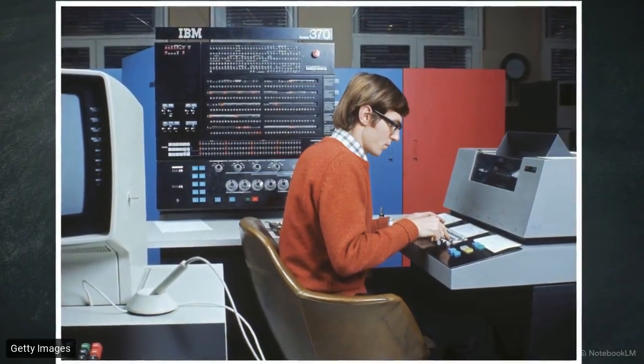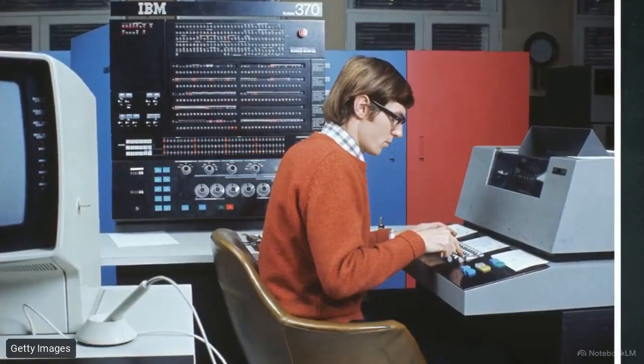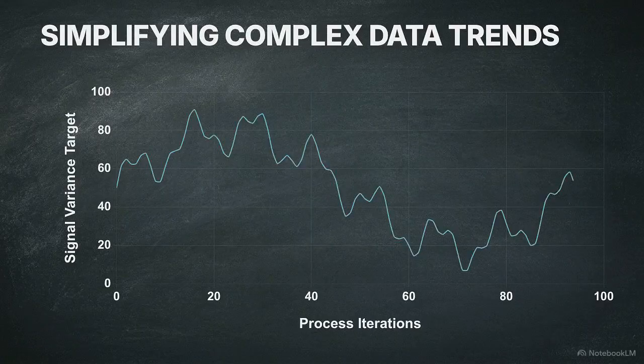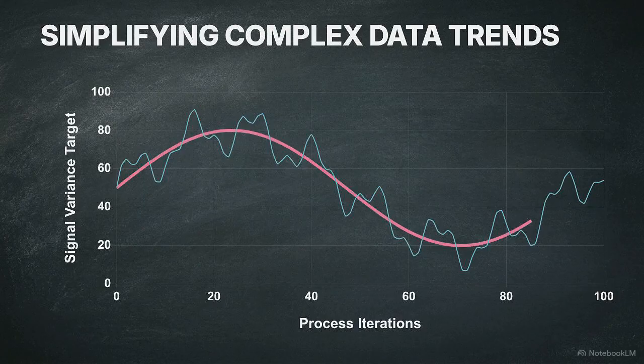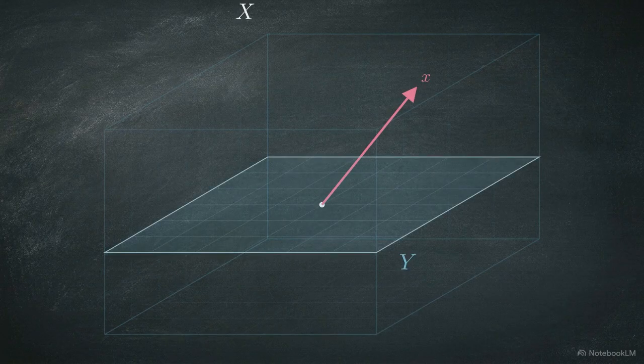To solve real-world problems in engineering and physics, we often deal with systems too complex for exact calculation. We rely on simpler approximations that computers can actually process. The full space, X, contains our exact target vector, x. The 2D plane, Y, represents simpler solutions we can actually compute.